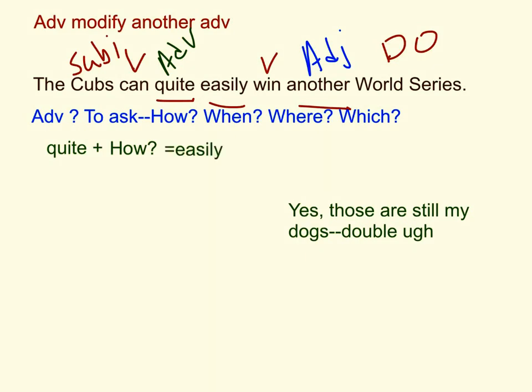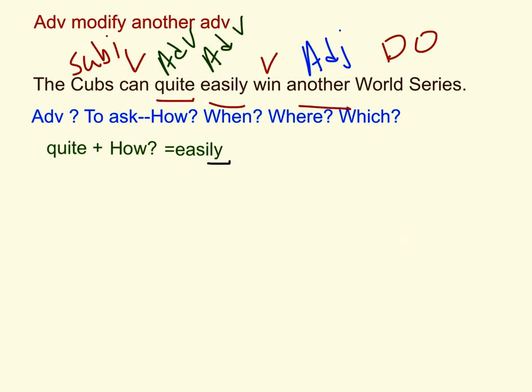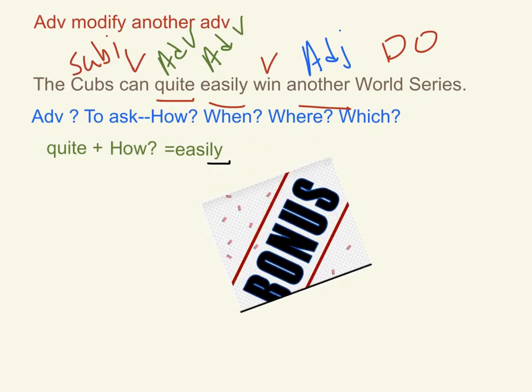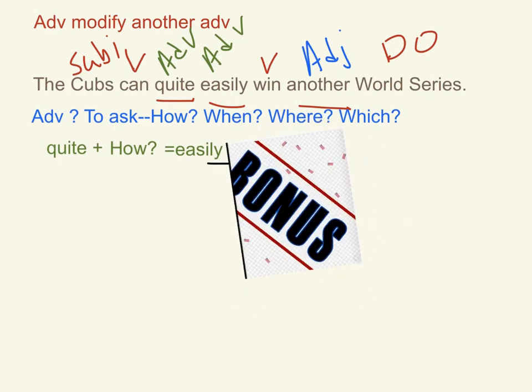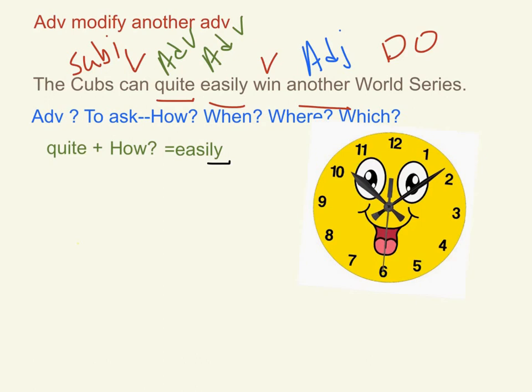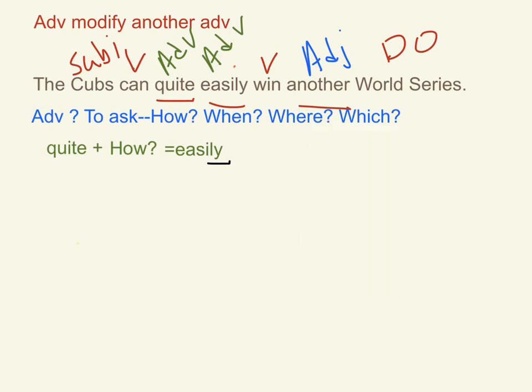Since easily ends with an ly, we know that easily is an adverb that is modified by quite. But remember, not all adverbs end with ly. Since easily is an adverb, for the bonus, can you identify what easily modifies? Tick tock, tick tock. It identifies when, which is a verb.